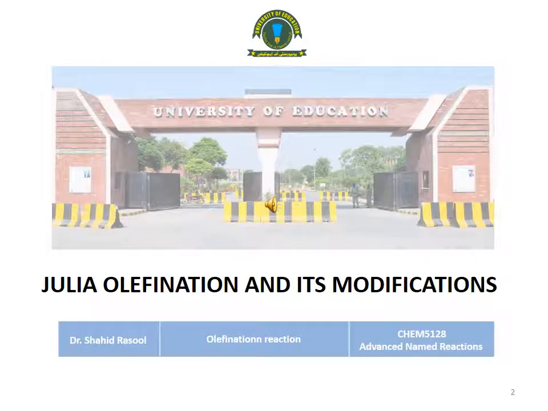Dear students, today we are going to discuss the Julia olefination reaction, which was modified by Lythgoe and Kocienski. This reaction is also basically for the formation of alkene from aldehydes using other reagents, as we have discussed in the previous lectures for the olefination from aldehydes, like the Wittig reaction and so on.